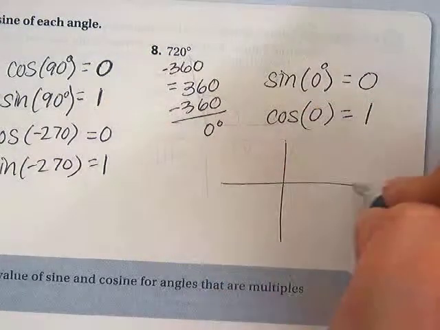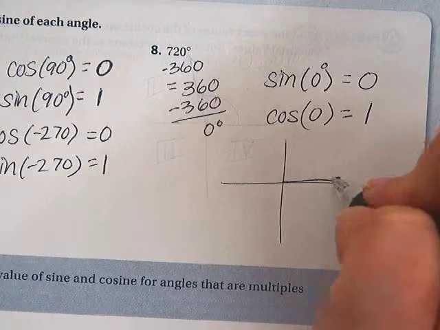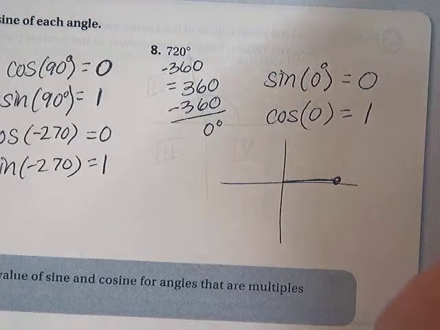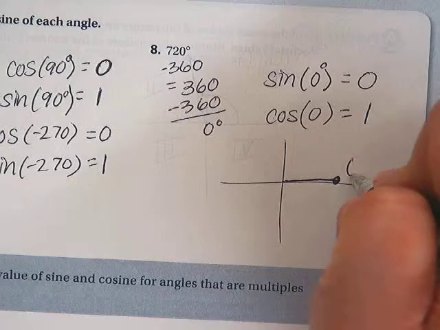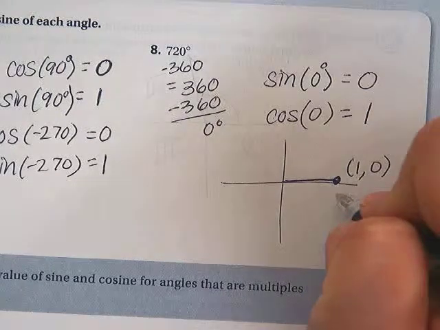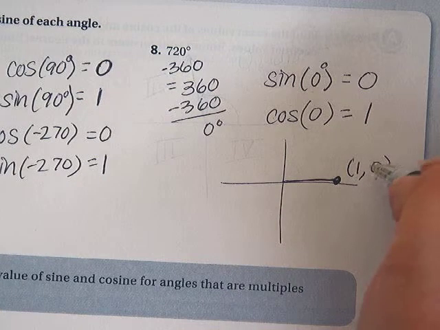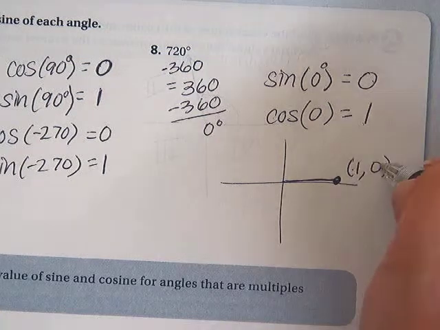You'll want to start memorizing these, because then it will make things that we're doing in the rest of the chapter easier. So see how that point right there at 0 degrees is 1, 0, and cosine is the x value and sine is the y value.